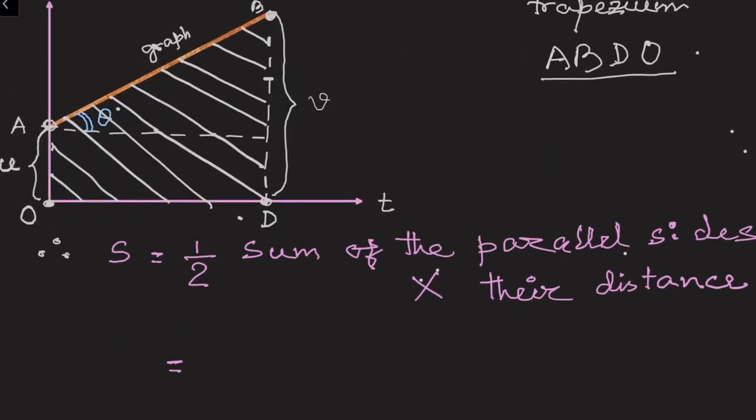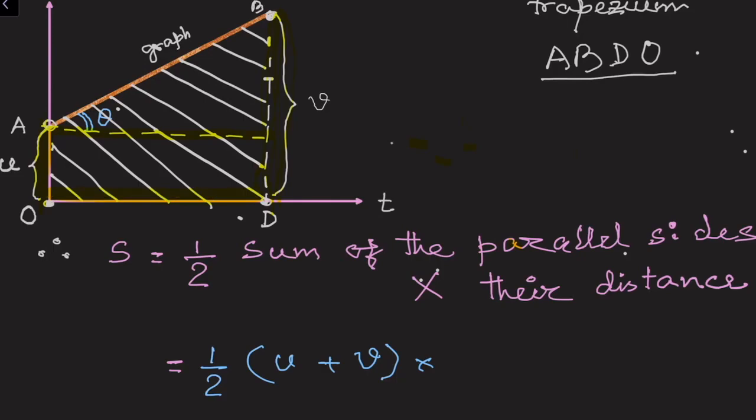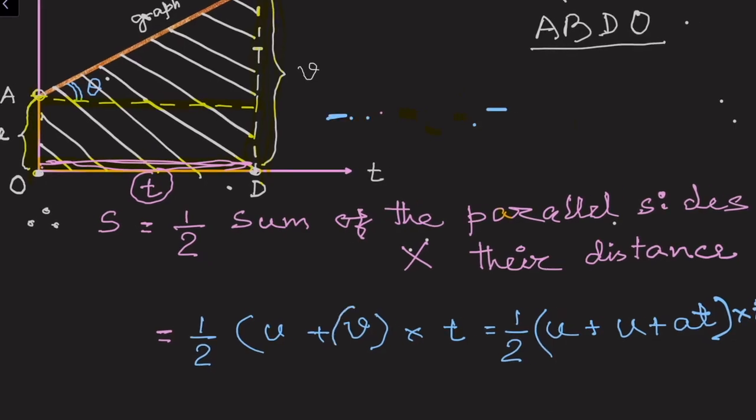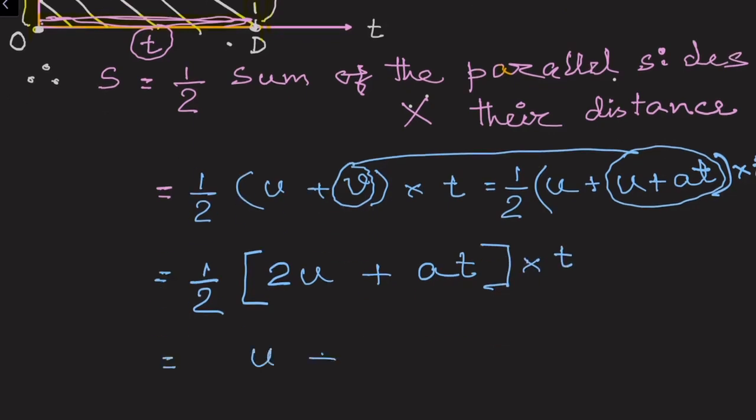Now from the graph we see that half into sum of the sides are u and v. See, this is u and this is v. So this is their perpendicular distance t, this distance. Now half into u plus, in place of v we can write u plus at into t. You understood this? V can be written as u plus at. Now equals to half into 2u plus at and outside bracket t equals to u plus half at into t.